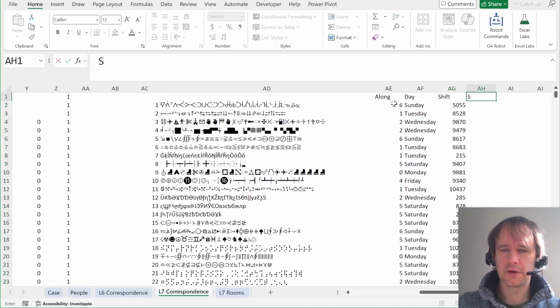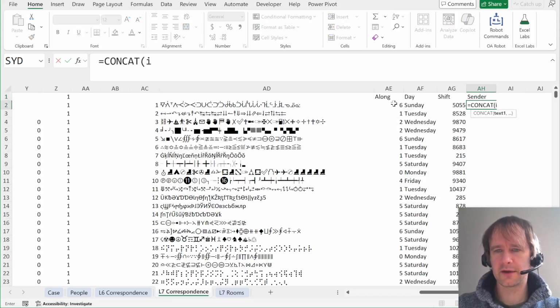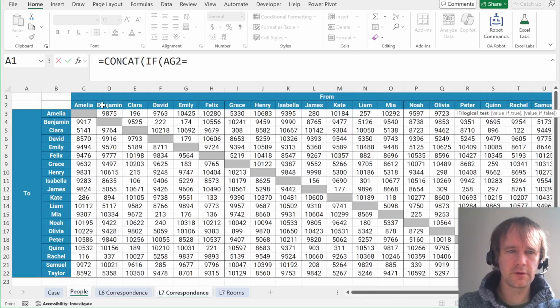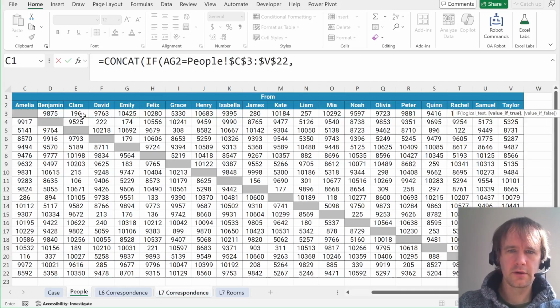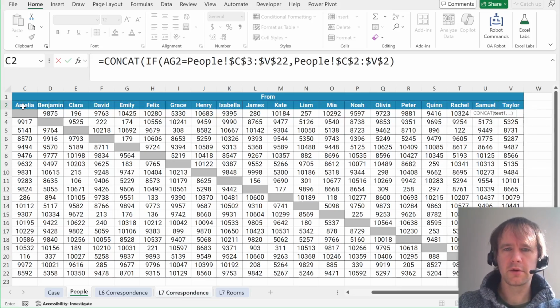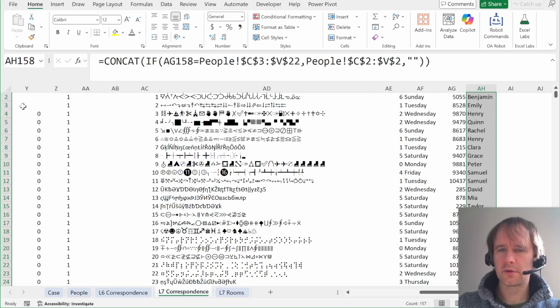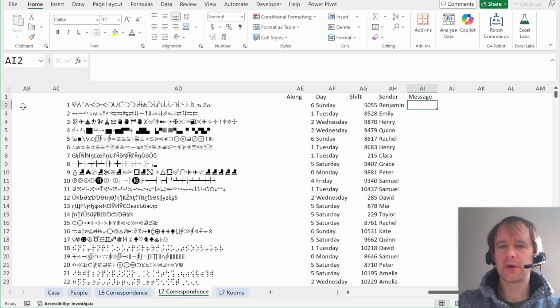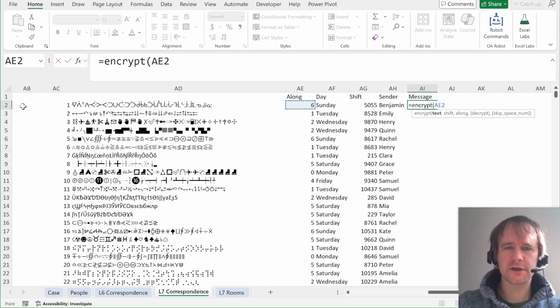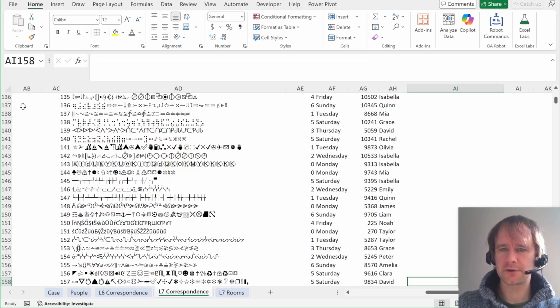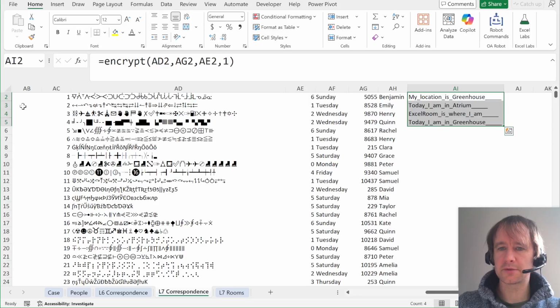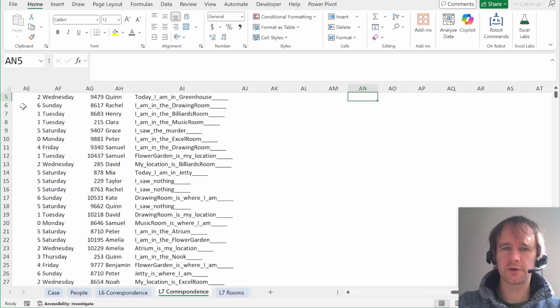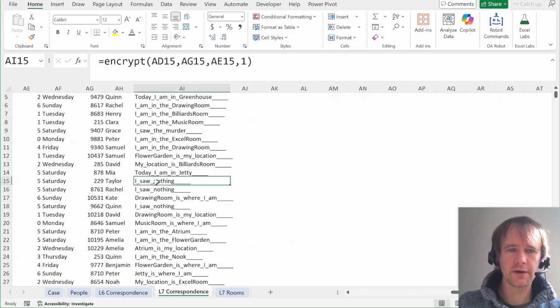And then we need to know the sender, and that we can just do concat if this is equal to this lock, then give us this lock, otherwise blank. So now we have our day and our sender, we have our shift and our along shift, so then we can get our message, and that will be encrypt of this text with this shift, this along shift, and we want to decrypt. And here we have my location is greenhouse, and that works fine for the ones that I was able to do before, but it also works for the ones that do not contain a room, which say things like I saw the murder and I saw nothing.